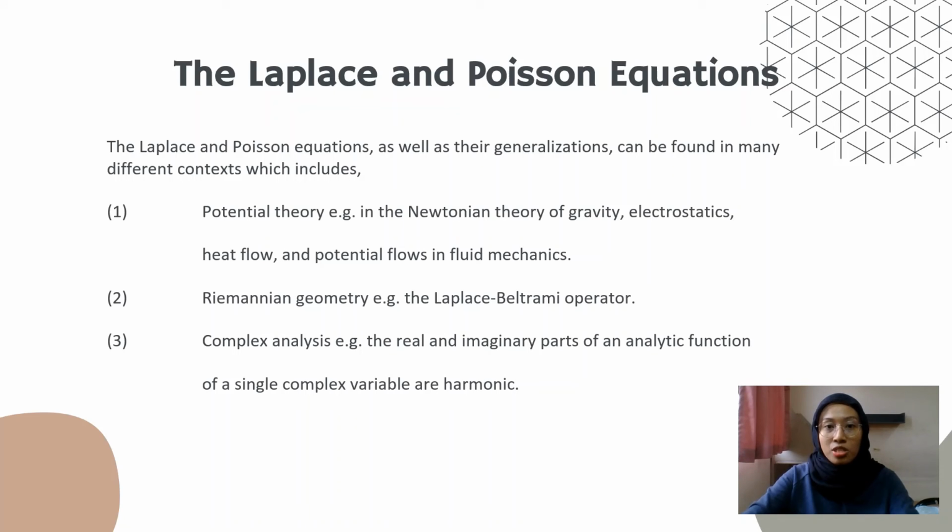The Laplace and Poisson equations, as well as their generalizations, can be found in many different contexts, which include, first, potential theory, for example, in the Newtonian theory of gravity, electrostatics, heat flow, and potential flows in fluid mechanics. Second, Riemannian geometry, for example, the Laplace-Beltrami operator, and the last one, complex analysis, where the real and imaginary parts of an analytic function of a single complex variable are harmonic.